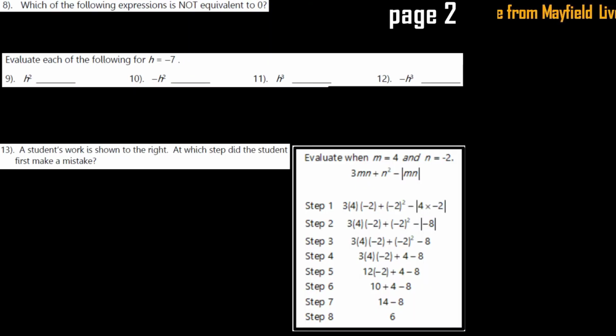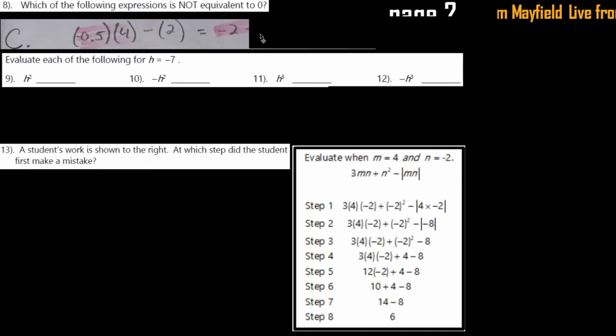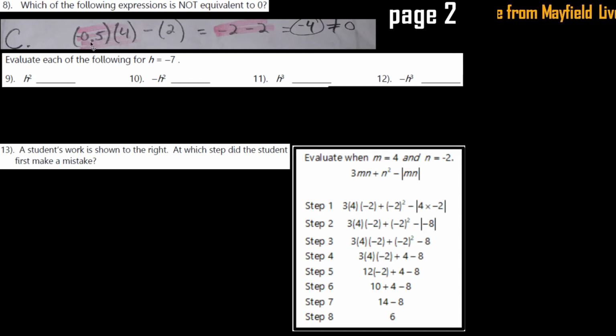All right. Let's see. I believe this is the last section for page number 2. It says, which of the following expressions is not equivalent to 0? That means 3 of those that were given are equal to 0 and 1 is not. Spoiler, it's going to be C, and I can show my work for it. I plug in those values. I say, okay, -0.5 times 4 is negative 2, and then negative 2 minus 2 is negative 4, which is not 0, and so that's why we selected that one.